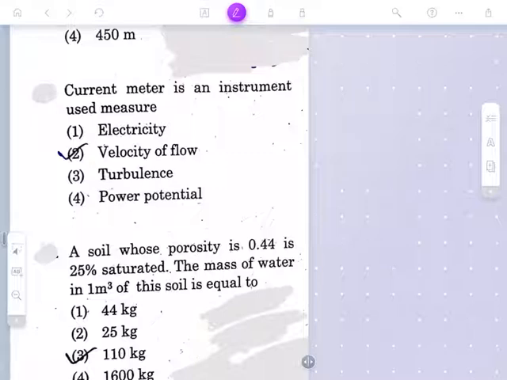Next question. Current meter is an instrument used to measure. It is a direct question, that is velocity of flow.